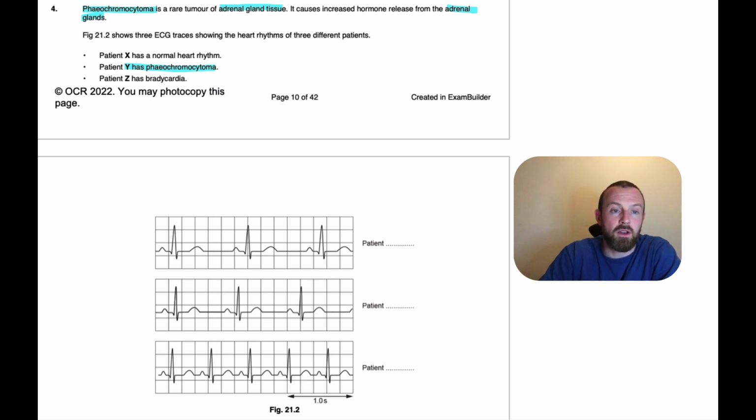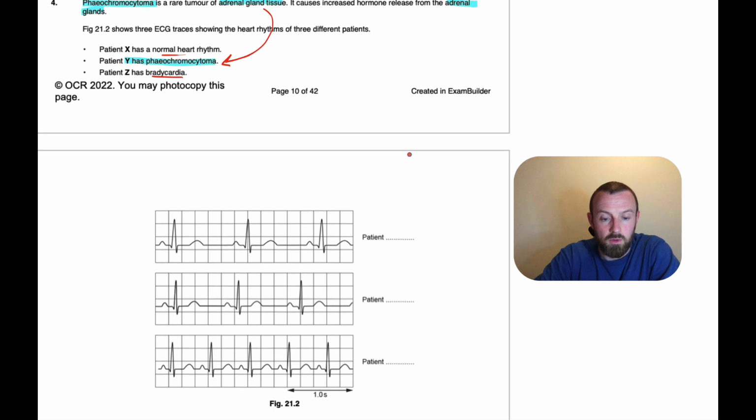Now, you need to know what a normal one looks like. And you need to know that bradycardia is a slow heart rate. And then you should be able to make the link that adrenaline speeds up the heart rate. So this one's going to be fast. So which one's normal, which one's slow, and which one's fast?